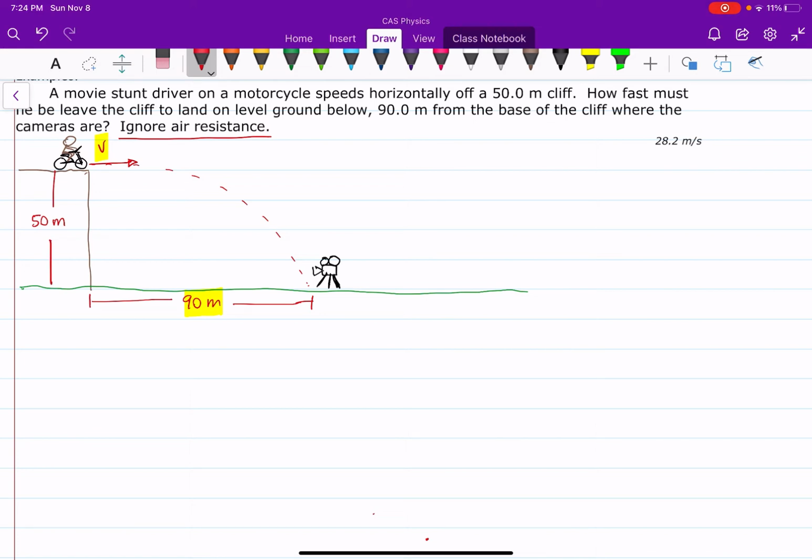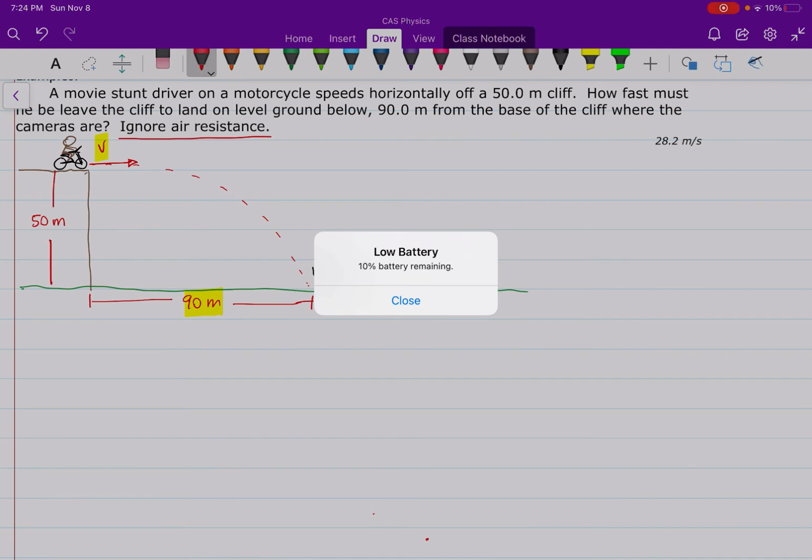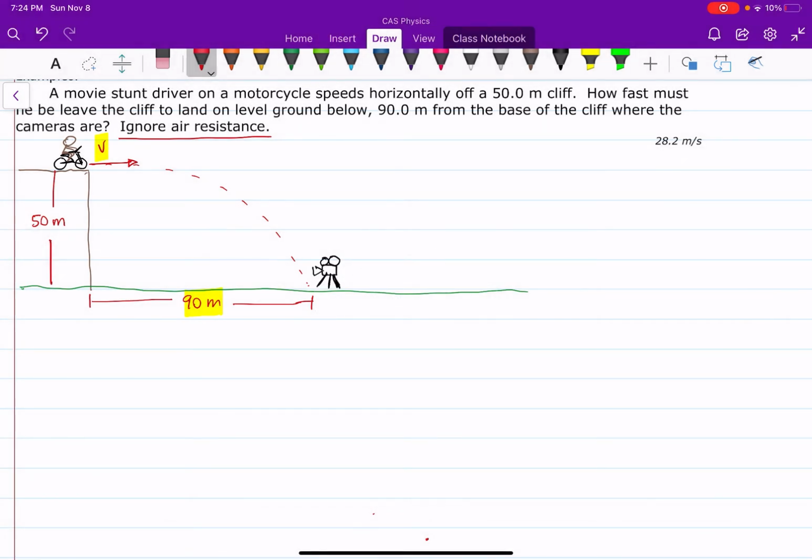Okay, so we are going to break this up into the vertical and the horizontal components. So when we do that, we get vertical and horizontal. And they're connected because it is one object. It's not like there's two objects here. So they're connected. But what I'm going to do is start by listing out my variables.